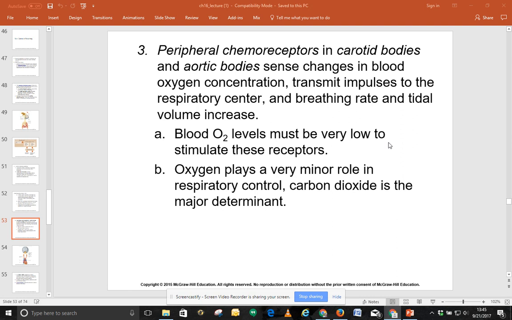Oxygen plays a very minor role in respiratory control, however. Carbon dioxide, in normal, average healthy people, is going to be the major thing that regulates your breathing, and it's going to stimulate those receptor sites. So oxygen is going to be the last thing that actually makes you breathe faster. If you stopped breathing right now, it wouldn't be the lack of oxygen that made you breathe faster. It would be the fact that carbon dioxide is not being eliminated and is increasing, and that would cause your body to breathe faster or attempt to breathe.